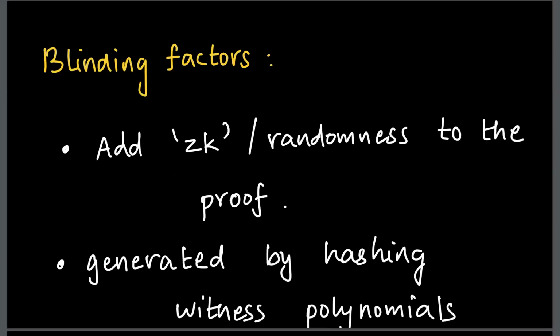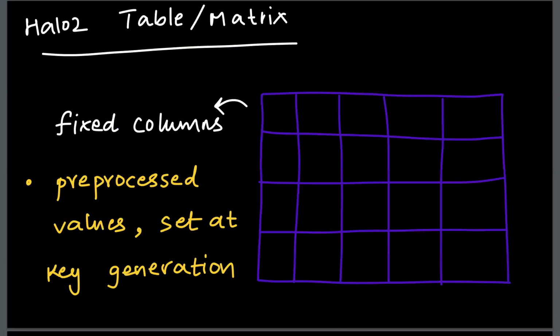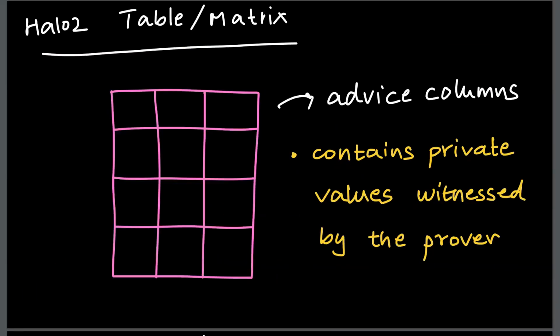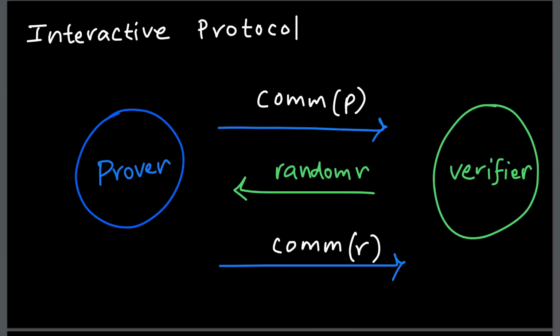So yeah, that is about blinding factors. And this is your Halo2 table. Let's go back where we started.